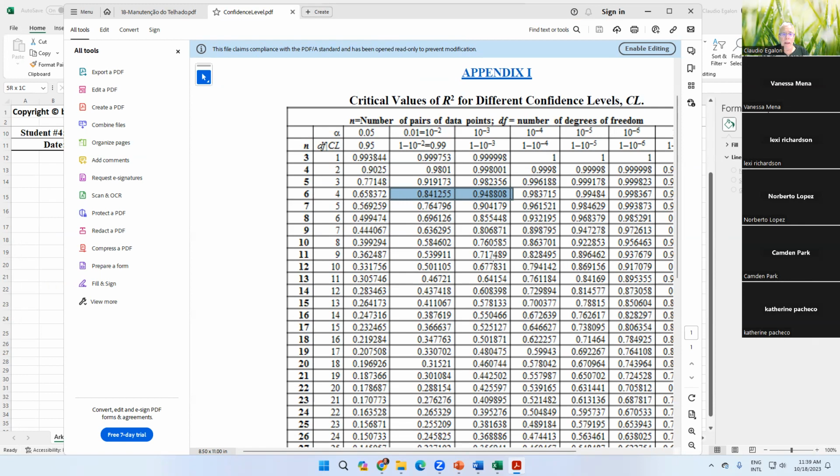Okay, that makes sense. So your lower value or minimum value for the CL is 0.99, and the other one is 0.999, 1 minus 10 to the minus 3. Okay, thank you.